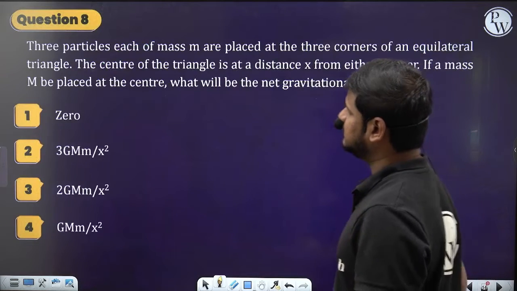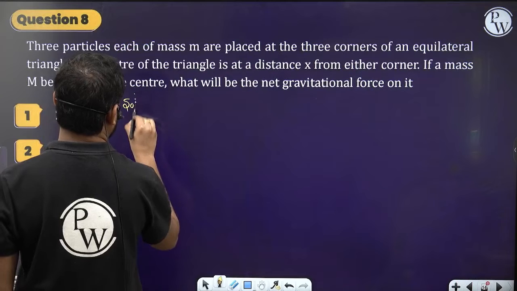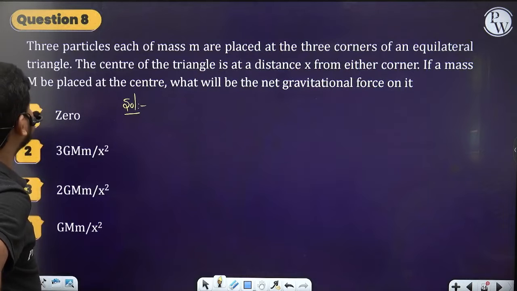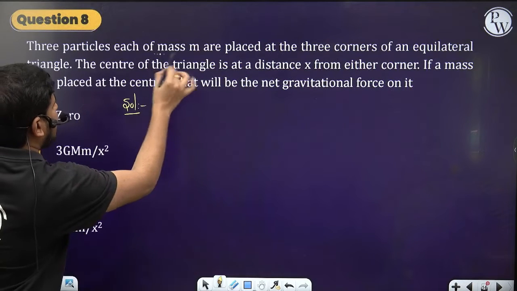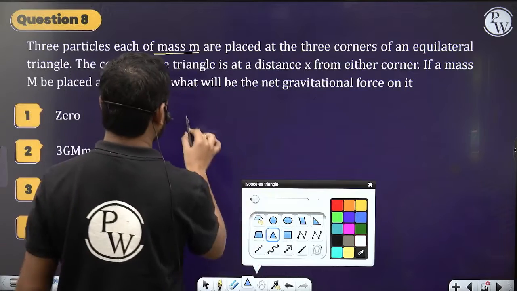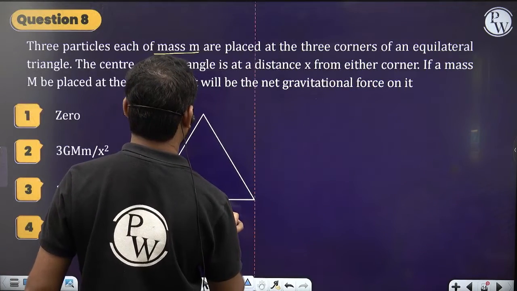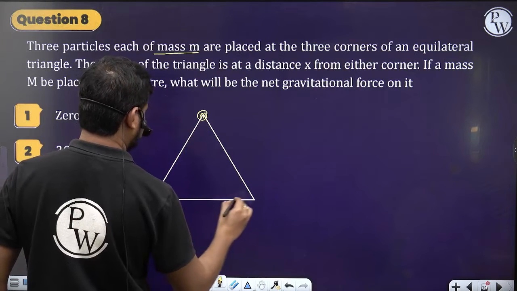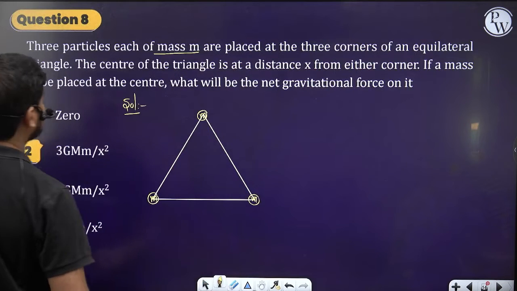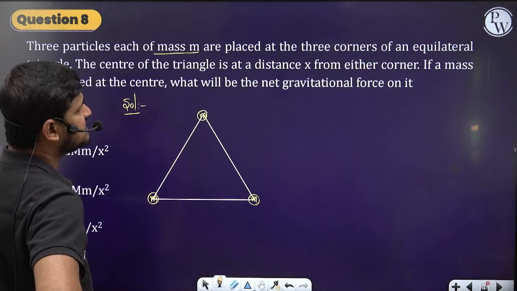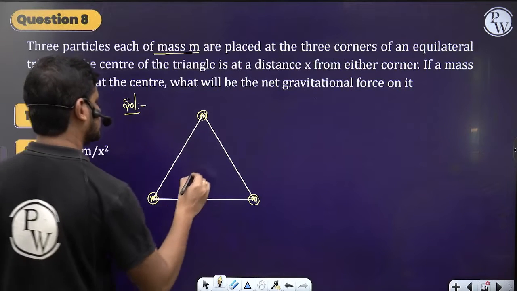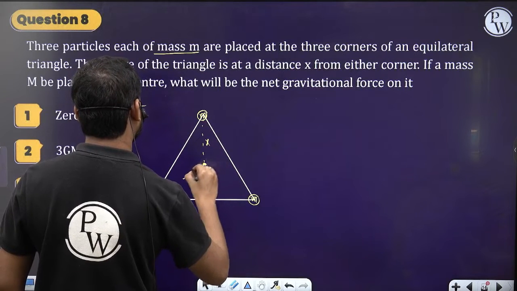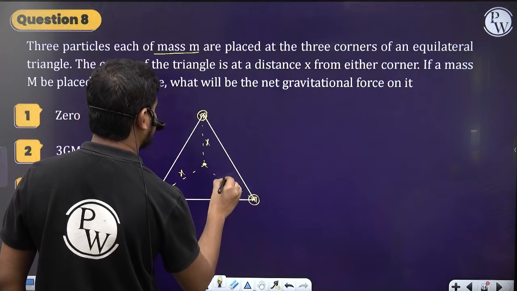So try to solve this question, guys. What does the question say? Question number 8. Three particles of each mass m are placed at the three corners of an equilateral triangle. Each of them has mass m. Let's suppose this is an equilateral triangle, and three masses are placed at the three corners of the triangle. The center of the triangle is at a distance x from either corner. So here is the center, which is at a distance x from this corner, at a distance x from this corner, and at a distance x from this corner.